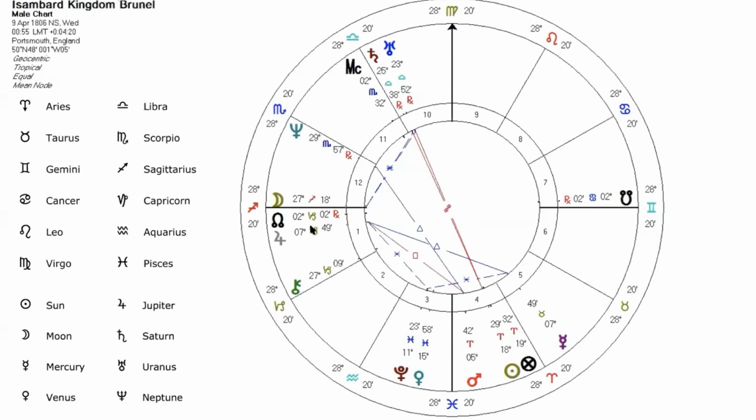This color is for each of the signs of the earth element. This is Capricorn. Virgo, you can see the same color, and down here, Taurus, the same color. Air signs are shown in light blue. So here you have Libra in light blue, and Aquarius in light blue, and over here, Gemini in light blue. And finally, water signs are shown in dark blue. Here, Scorpio, Pisces, and Cancer, the three water signs.